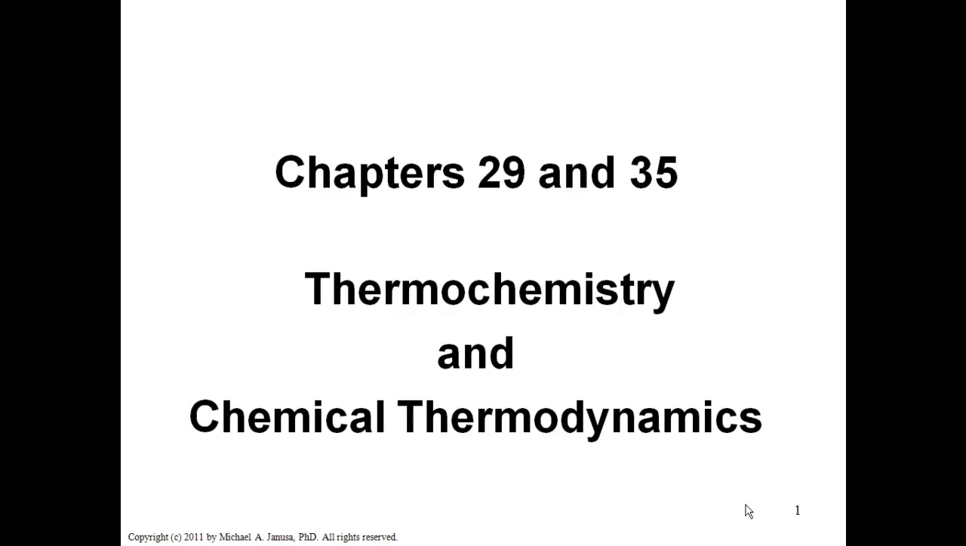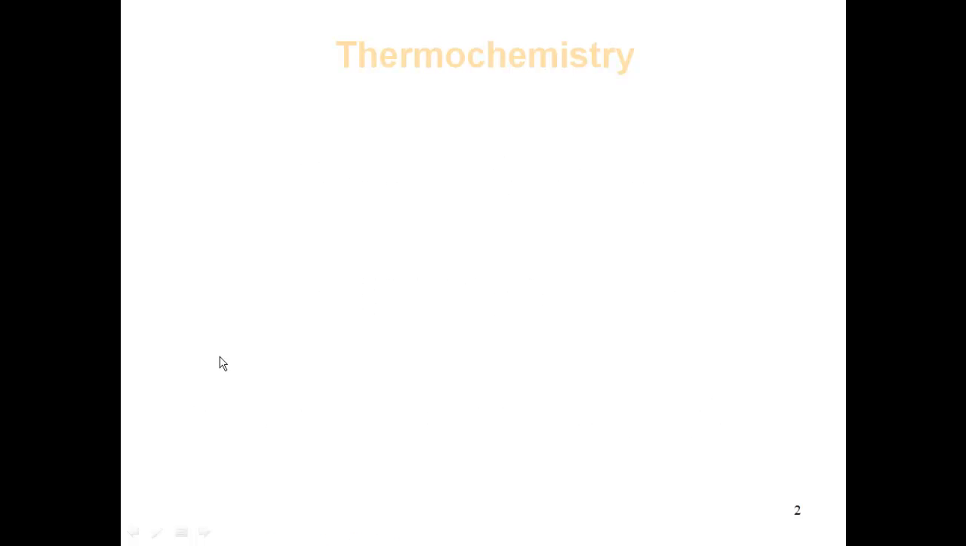Okay, we'll talk about chapters 29 and 35. Chapter 29 is about thermochemistry. This is information you should have learned back in Gen Chem 1 that we need to apply onto our chapter 35, which deals with chemical thermodynamics. Let's cover some concepts first.